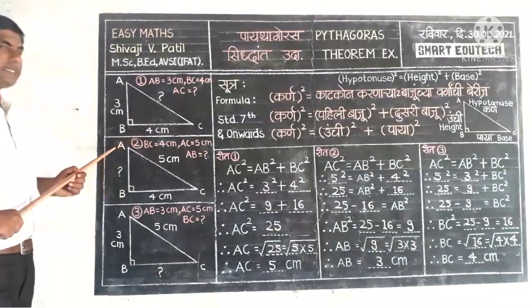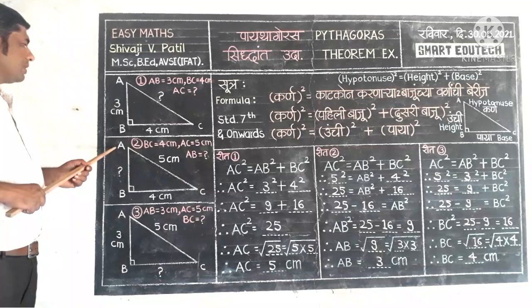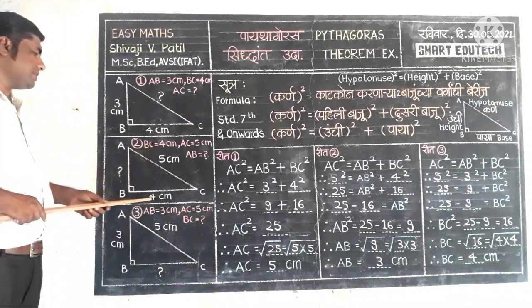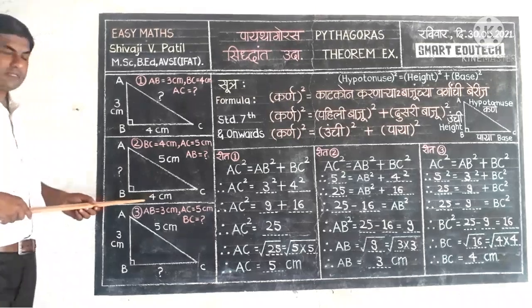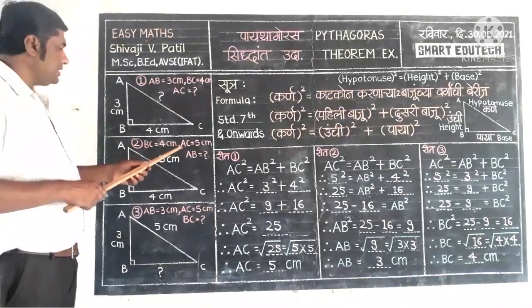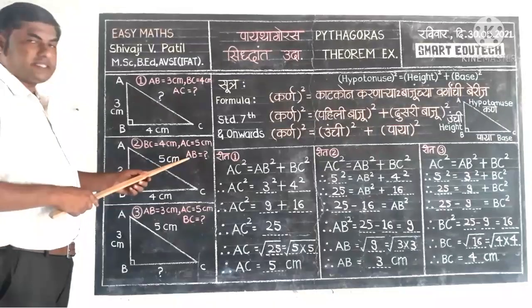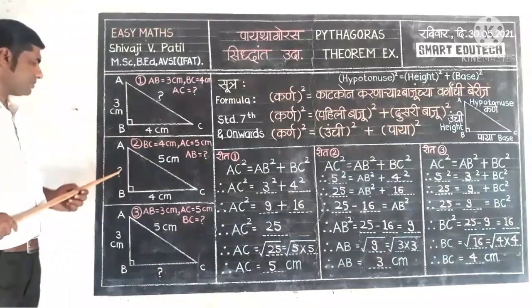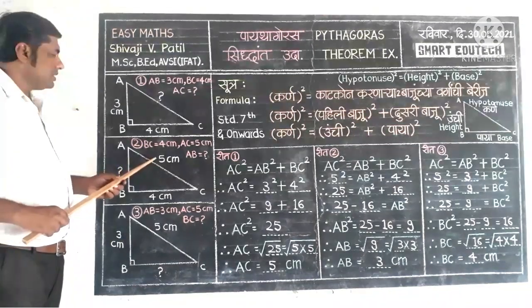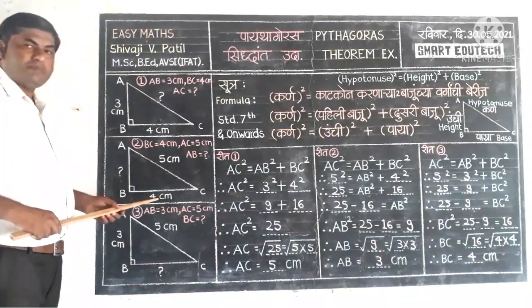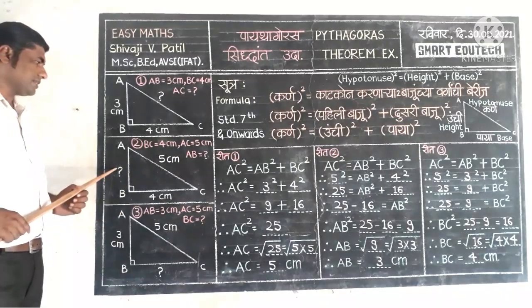Now we'll see the second type of example which may be asked in the exam. BC is given 4 cm, AC is given 5 cm, and in this example you have to find the value of AB. That means they have given the value of hypotenuse and base, and we have to find the value of height.